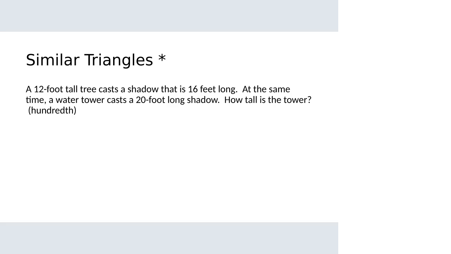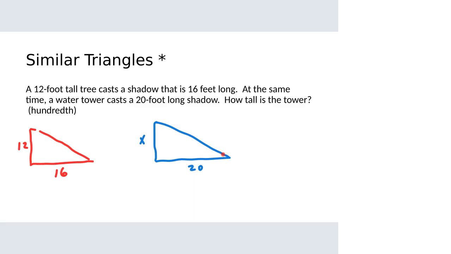Okay, so let's see. A 12-foot tall tree casts a shadow that's 16 feet long. So I have a 12-foot tall tree and a shadow that's 16 feet long. The sun's rays make my triangle for me. At the same time, a water tower casts a 20-foot long shadow, but I want to know how tall it is. So now it's the one that I don't know. And again, the sun's rays give me my similar triangles.